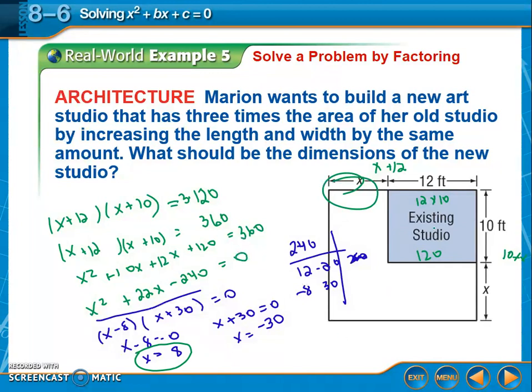So the dimensions are x plus 12 and x plus 10, and x is 8, so this is going to be 20 by 18. So the dimensions of the studio are 20 by 18.